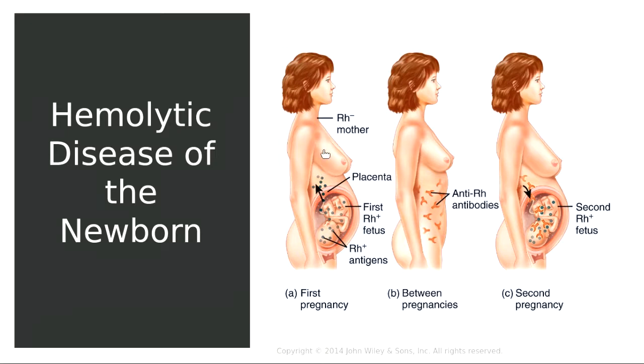In the first pregnancy, nothing happens. But in the body of the mother, the anti-Rh antibodies are created. And in the second pregnancy, if the fetus is again positive, this antibody can fight with these red blood cells and agglutination may take place. This agglutination may cause hemolysis of the blood of the newborn. Because of that, this disease is called hemolytic disease of the newborn.